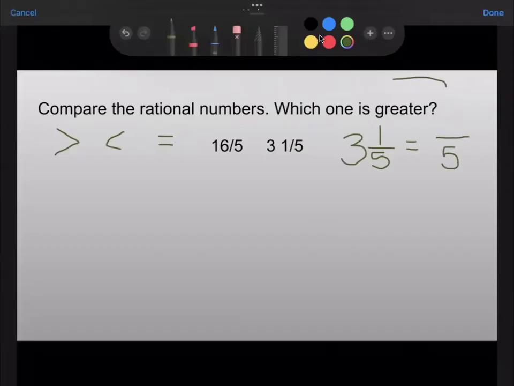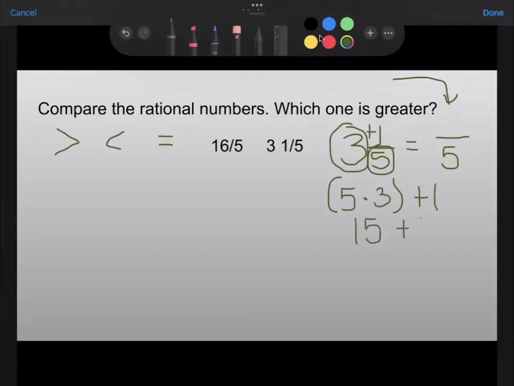To find the numerator that now goes on top, I need to multiply the denominator times the whole number. So that's 5 times 3. And I need to do that first. And then I need to add the numerator that's already there. So I'm going to add that 1 right there. Well, 5 times 3 is 15. And then when I add 1, I end up with 16. So 3 and 1/5 turns into 16 over 5.